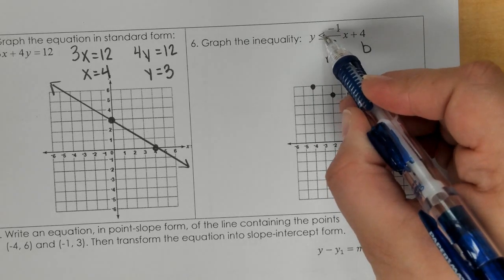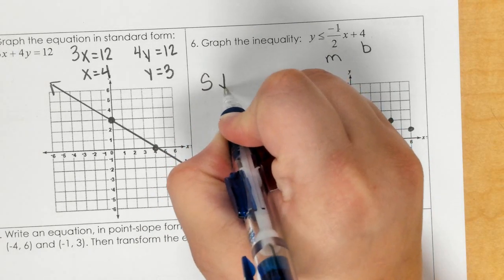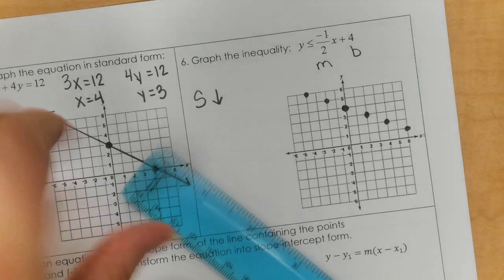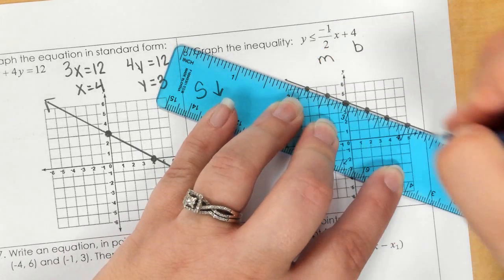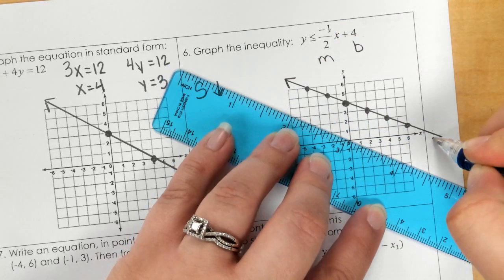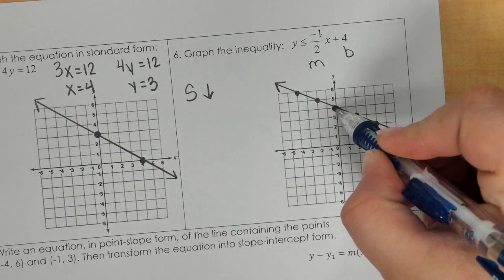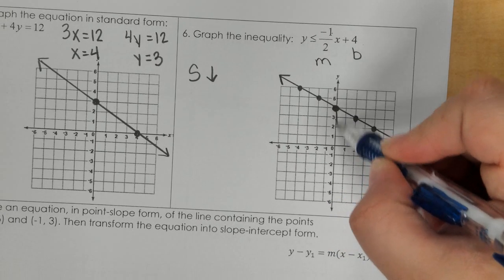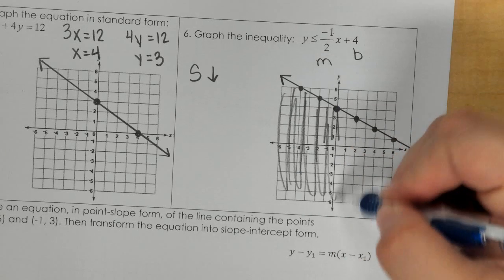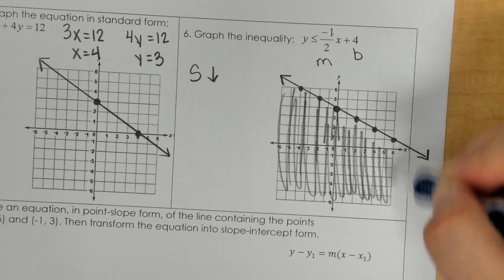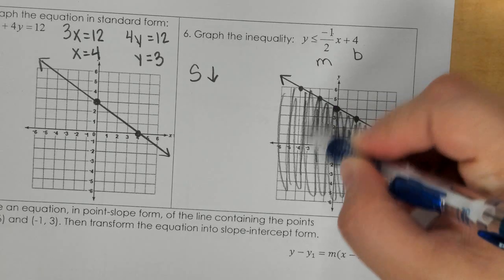This right here, less than or equal to, means that I'm going to have a solid line, and I'm shading down. So I draw my solid line. To shade down, I would start at the 4, and then down is just under. So this part of the graph is what is shaded. And we make sure that we shade the entire section under the line.